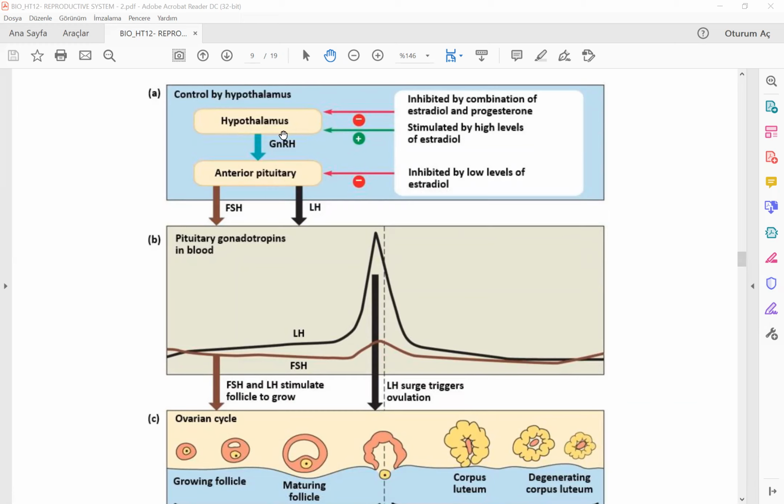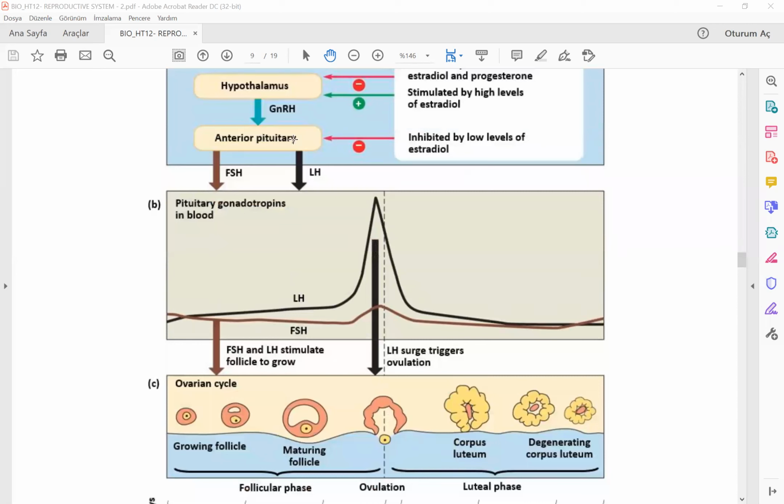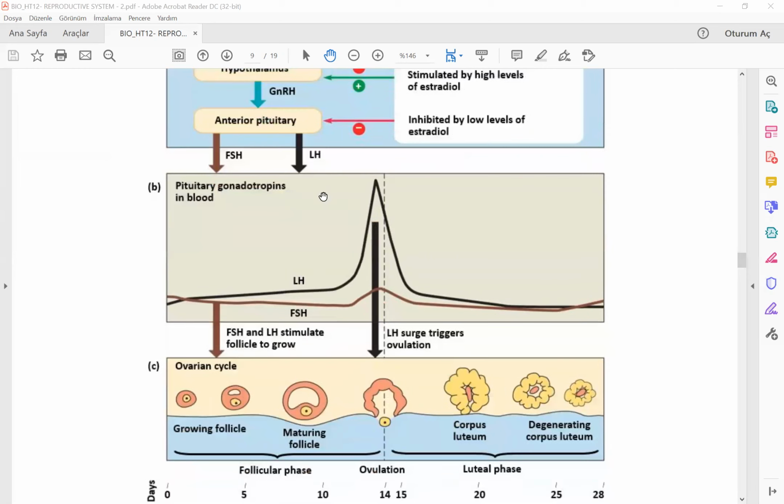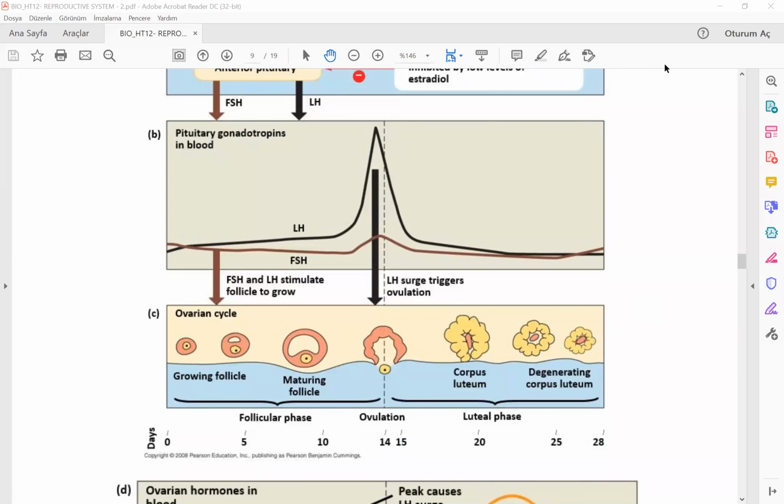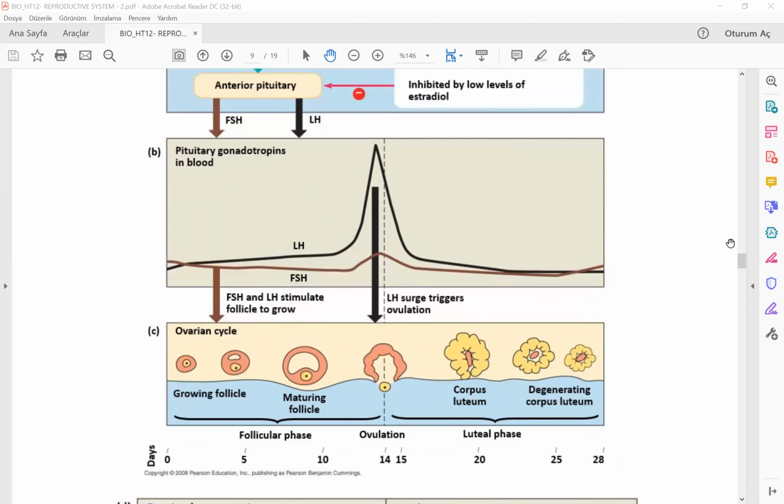The hormonal control: we started with the hypothalamus, gonadotropin releasing hormone affects the anterior pituitary, which secretes FSH and LH. And these are their levels according to the days. The menstrual period takes 28 days. And in these 28 days, ovulation happens mostly on the 14th day. Ovulation means releasing of the secondary oocyte from the follicle to the oviduct.